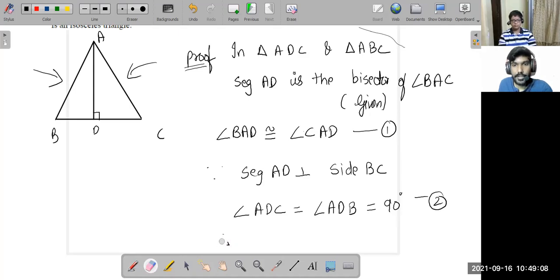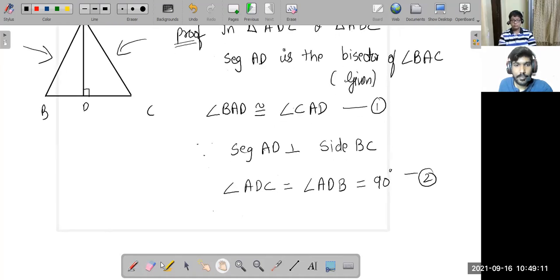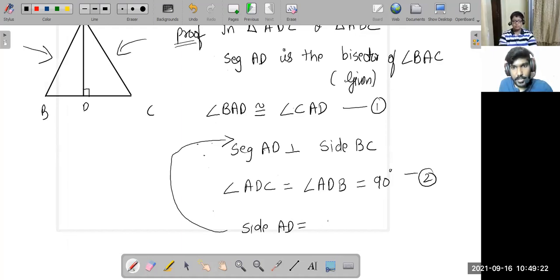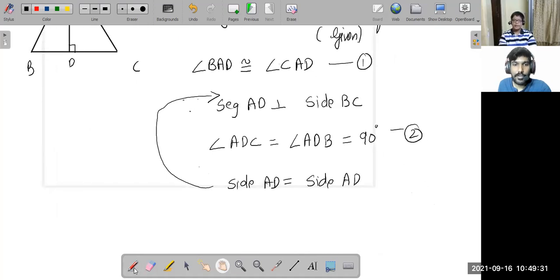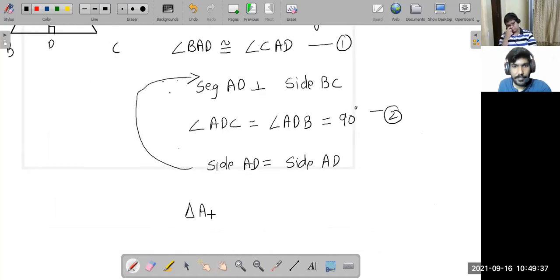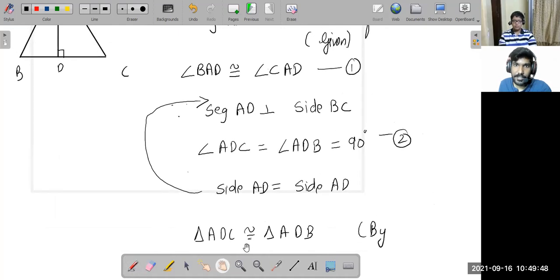Okay, wait, before this, I missed one thing. This step has to be before this. Here it has to be. Side AD is equal to side AD itself. It is a common side for both the triangles. Correct? Okay. Now you can say that triangle ADC will be congruent to triangle ADB. By which test? Can you try to identify the test?